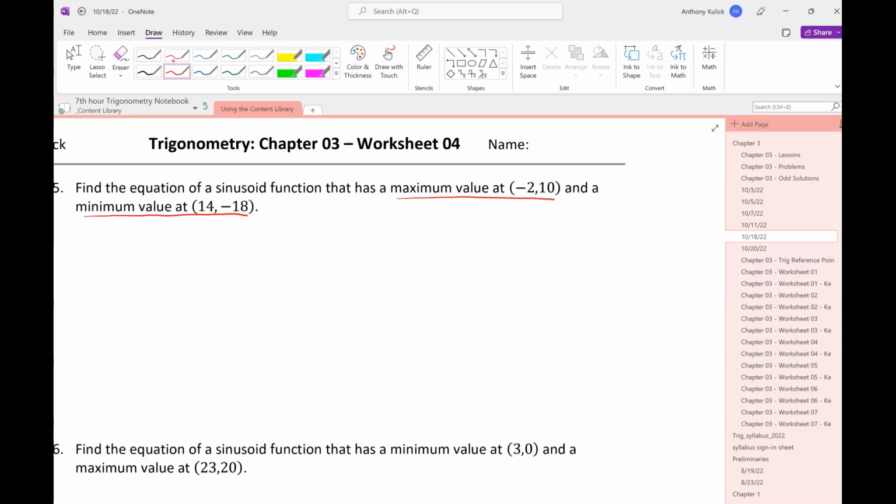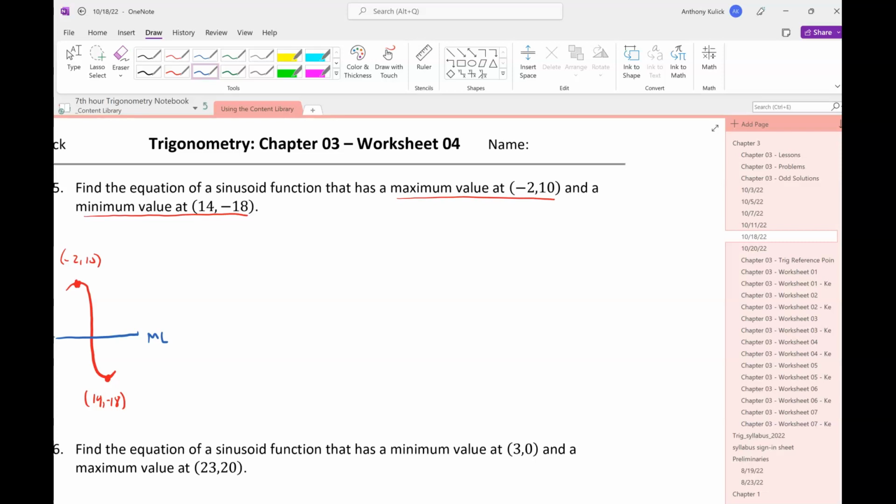So if I were to sketch what we have, I know about this part of my graph, right? Everybody agree with that? Now, if I think about this, the midline is going to go right through the middle of that part, right?